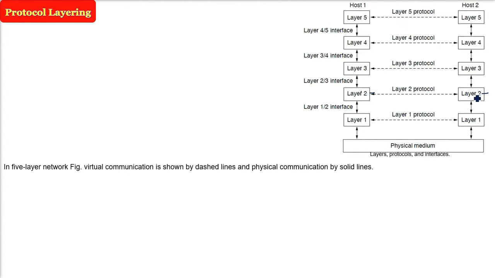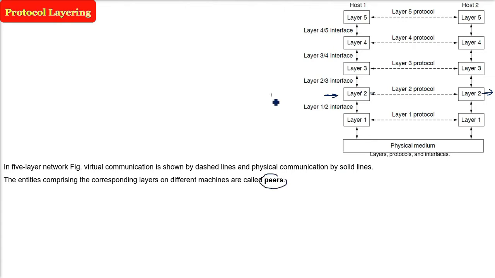Okay. So layer 2 and layer 2, they are friends because they are talking in the same protocol. They are called peers. On a different machine, the same layers are called peers. These machines will be peers. Layer 4, peers.